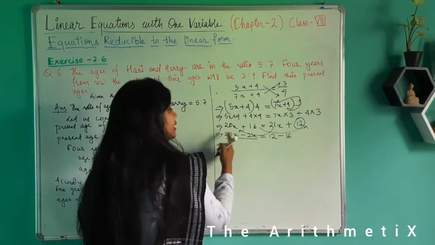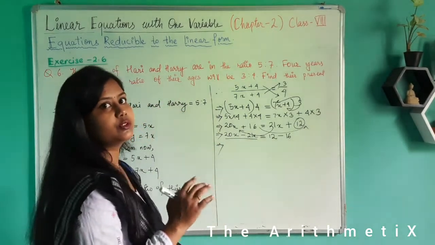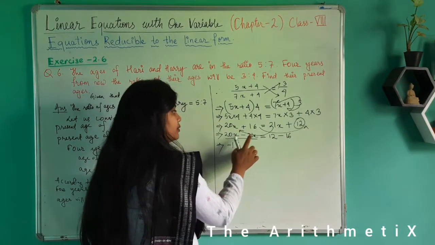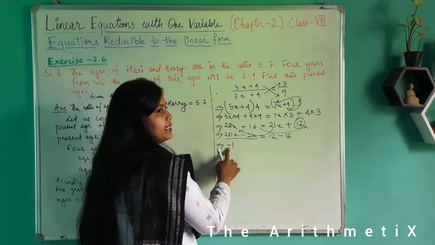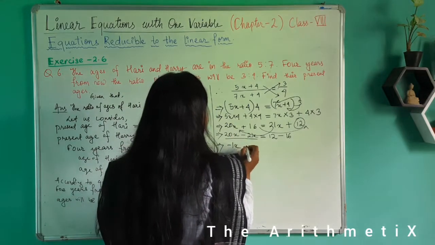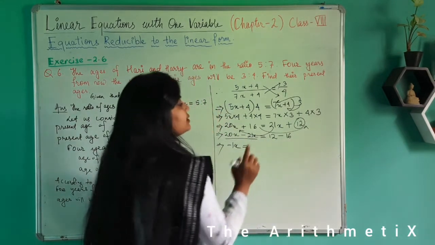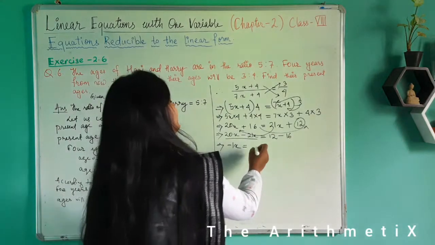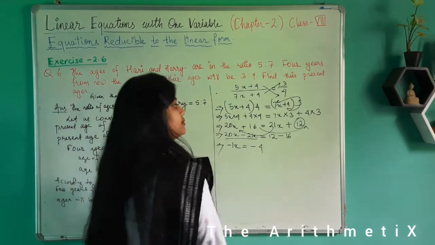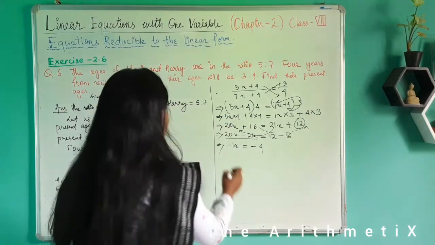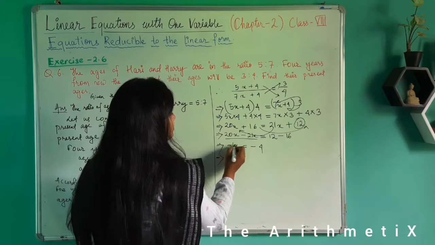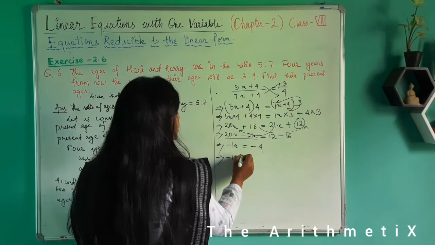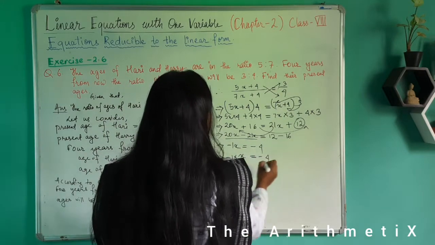So now subtract 21 from 20. As 21 is greater, it will be minus 1. 21 is greater, so the result will be negative according to the greater number. So this is minus 1x. Now subtract 16 from 12. As 16 is greater, the result will be negative and the difference is 4. So minus 1x is supposed to be minus 1 into x equal to minus 4.